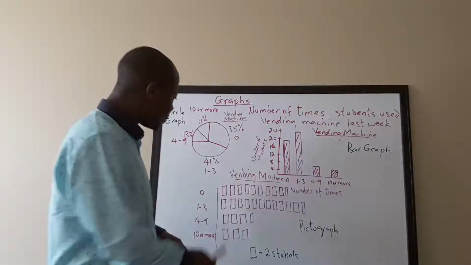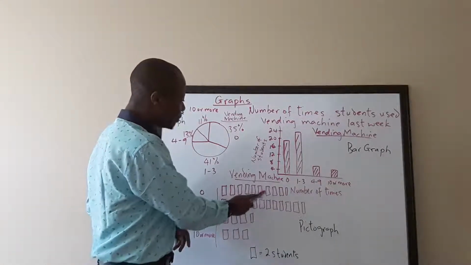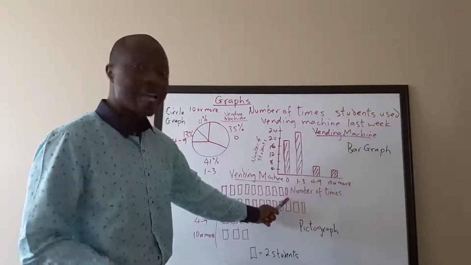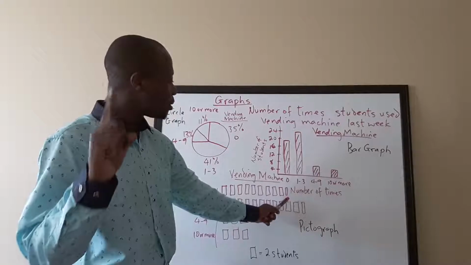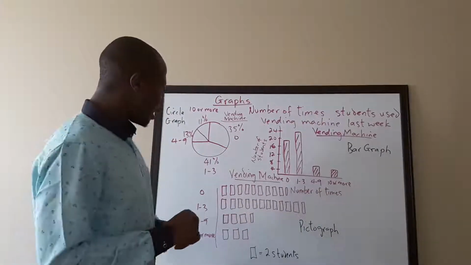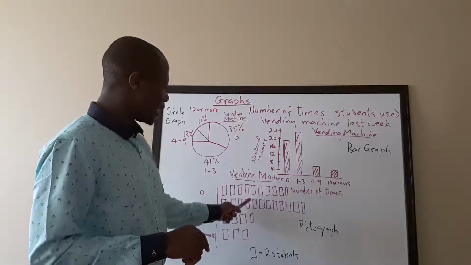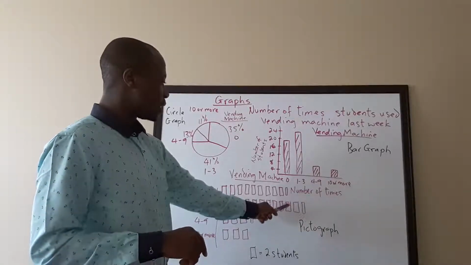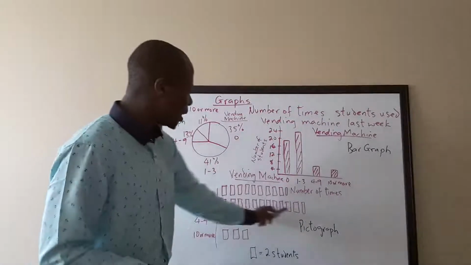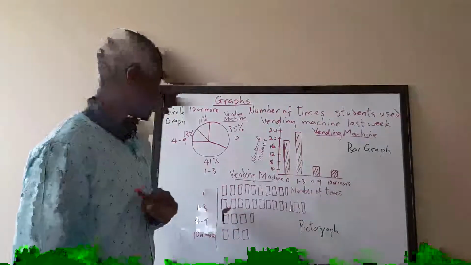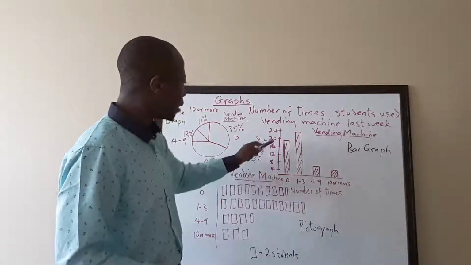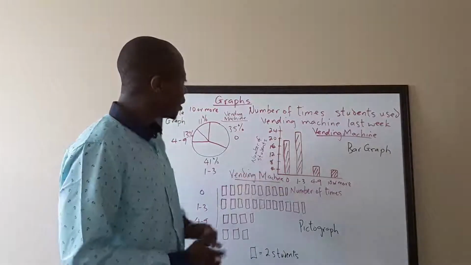So we have to count. 2, 4, 6, 8, 10, 12, 14, 16, 18, 19. We're saying 19 students, because this is half, meaning 1 student. So 19 students did not use the vending machine. And then this one is 2, 4, 6, 8, 10, 12, 14, 16, 18, 20, 22, 24. It's supposed to be 24 students. Actually, pardon me, 23 students. Yeah, this should be 23 here.